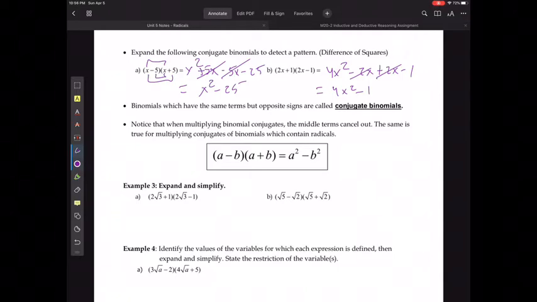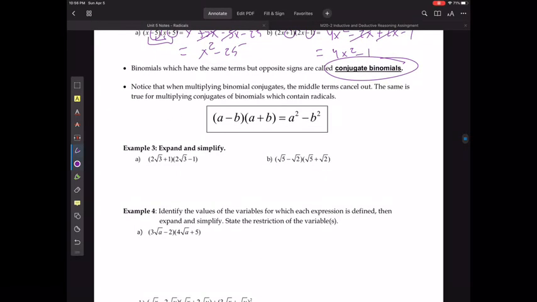Binomials which have the same terms but opposite signs are called conjugates. So we can see here that we have the positive 5 and negative 5. Here we have the positive 1 and negative 1. But when you don't look at the signs, the values of all the terms are the same. So we could say that if I have a minus b and a plus b, it's always going to wind up being a squared minus b squared. We learned the opposite of this when we were looking at how to factor difference of squares in grade 10.